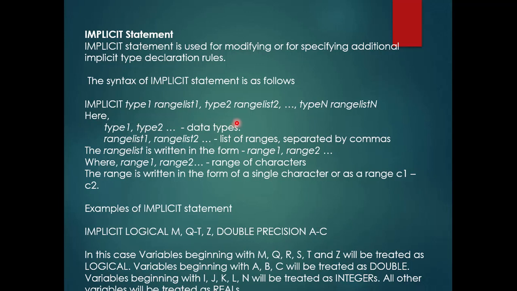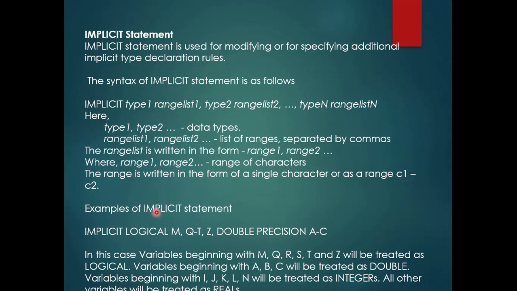Type 1, type 2 are considered as data types, while range list 1, range list 2 are considered as lists of ranges, and they have to be separated by commas. Range list 1 is written in the form of range 1, range 2. Range 1, range 2 are nothing but ranges of characters, and each range is to be written in the form of a single character or as a range C1 dash C2.